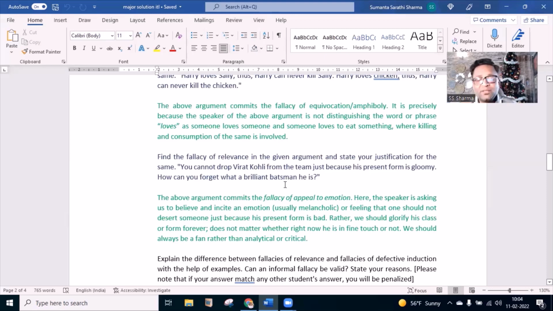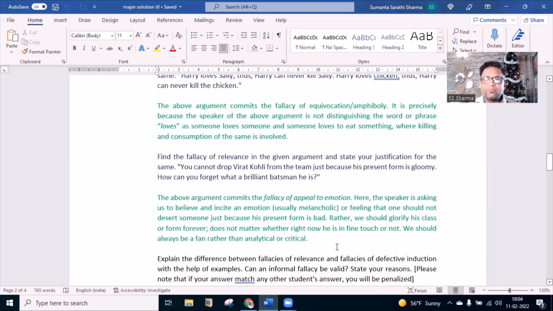Now, the speaker is trying to incite some kind of emotions, right? The above argument commits the fallacy of appeal to emotion. Here, the speaker is asking us to believe and incite an emotion, usually melancholic, or a feeling that one should not desert someone just because his present form is bad. Rather, we should glorify his class or form forever. It does not matter whether right now he is in fine touch or not. We should always be a fan rather than analytical or critical about somebody.